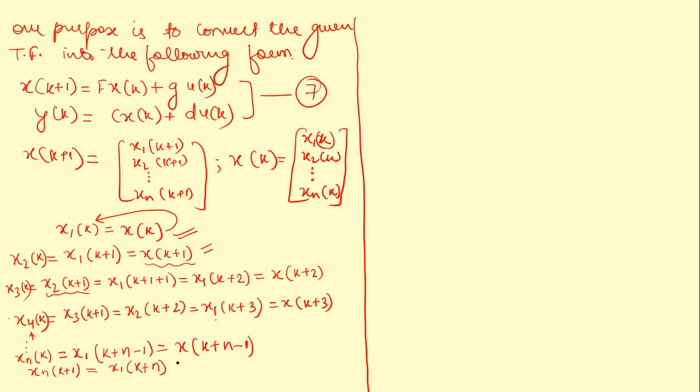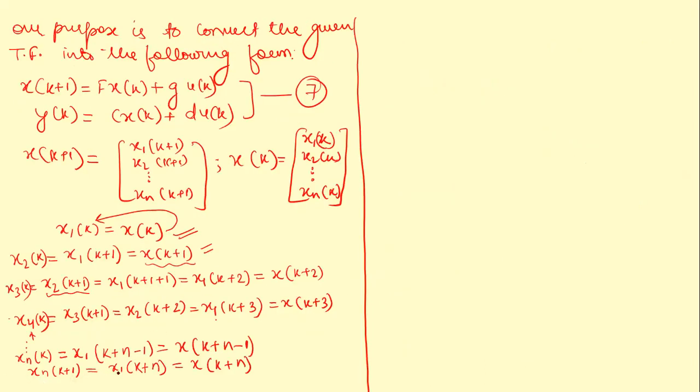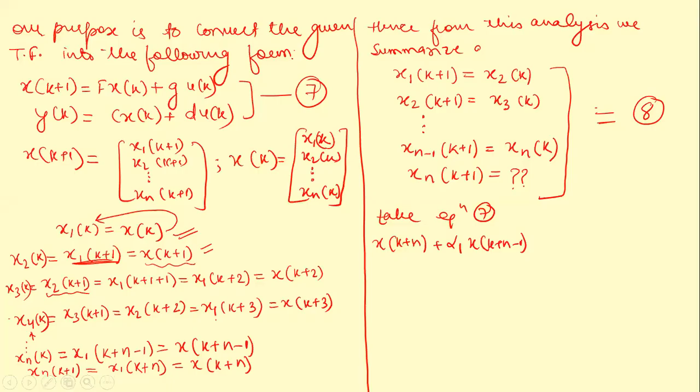Now, that is equal to x(k+n), because you have taken x(k) equal to x1(k). So if you see here, x(k+1) will be replaced by xn(k+1) in equations number 5 and 6. Hence, from this analysis, we summarize it like this.